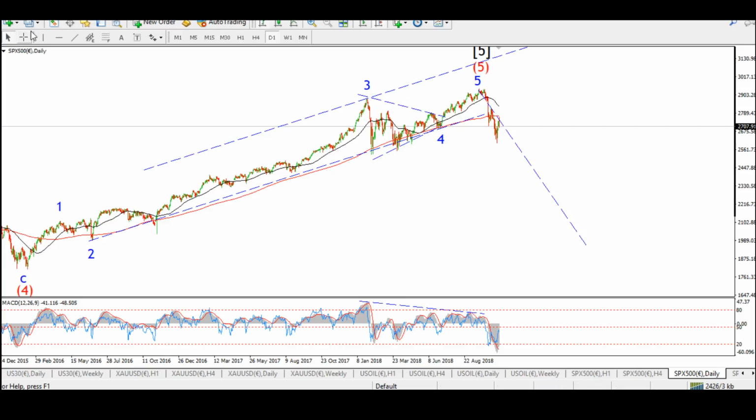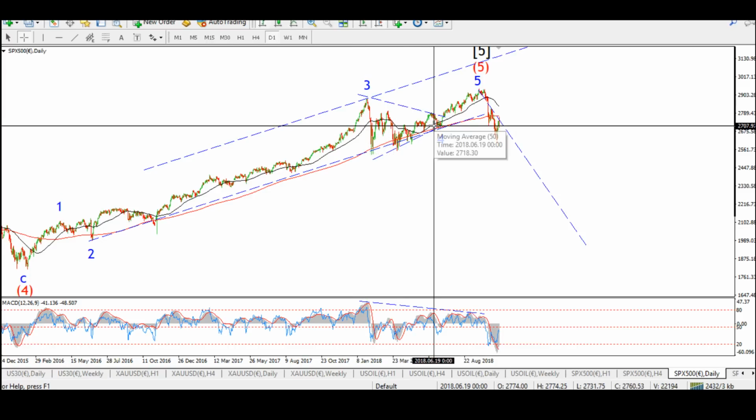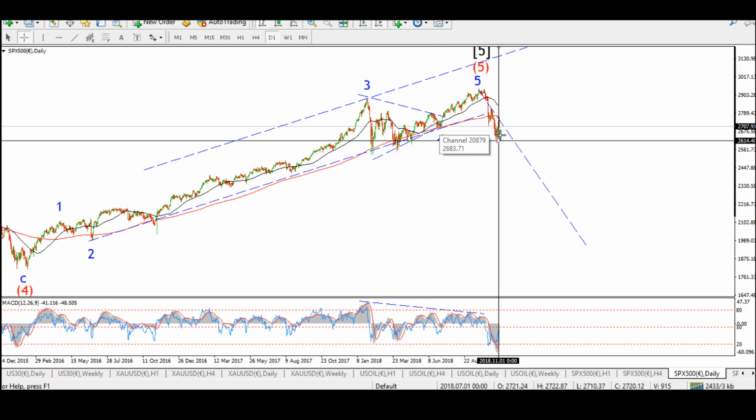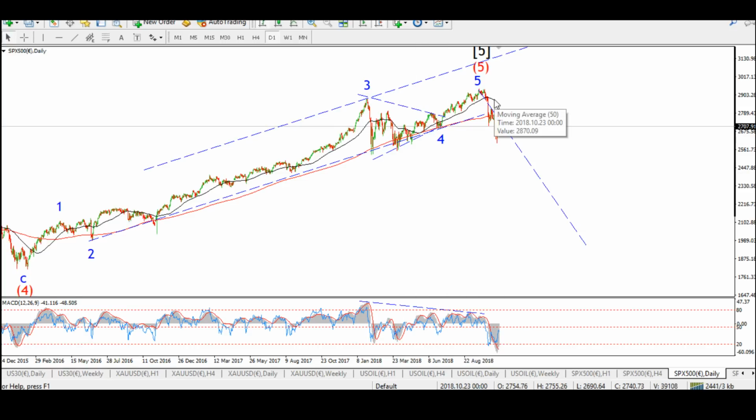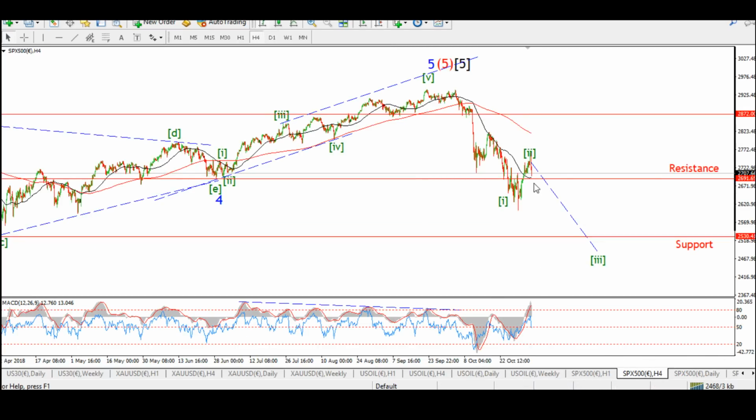So if you take that as a triangle, then we have completely broken that level of 2700, and the market has broken the bullish pattern, and we are pretty much confirmed to be running down into a new bear market now. Again, the caveat is, how does this correction play out in wave 2? And let's get into the 4-hour chart to start parsing that out a bit.